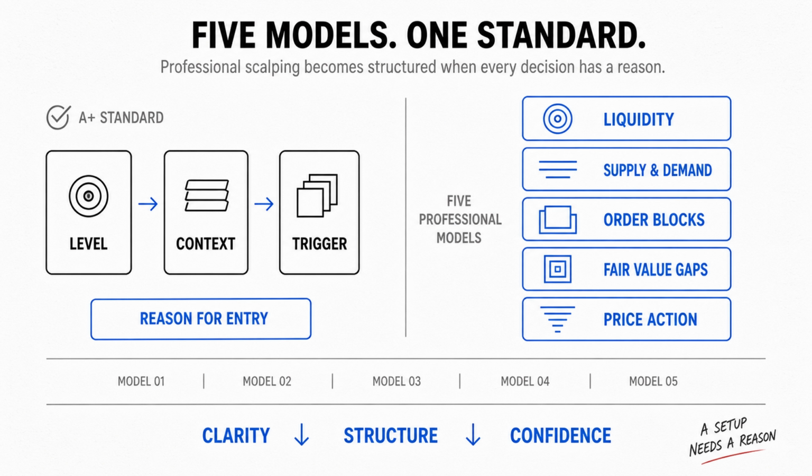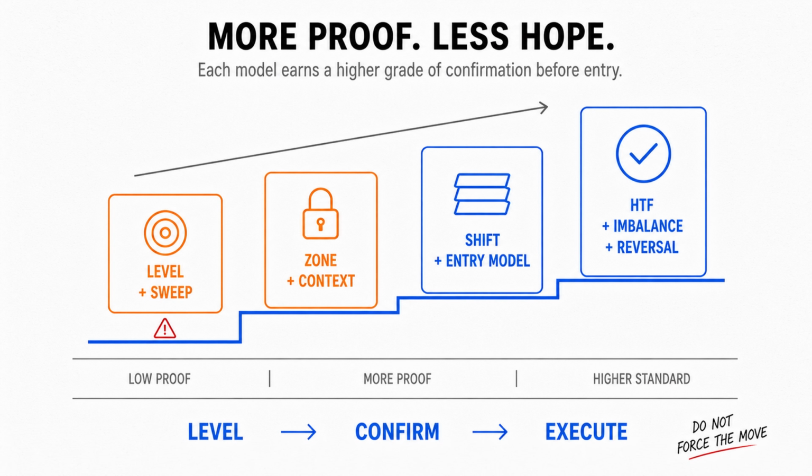You will learn how these 5 models connect to real market mechanics, from liquidity grabs and draw on liquidity to supply and demand trading strategy, order block trading strategy, market structure shifts, and inverse fair value gaps. And they are deliberately ordered by how much proof each one demands before it lets you in.